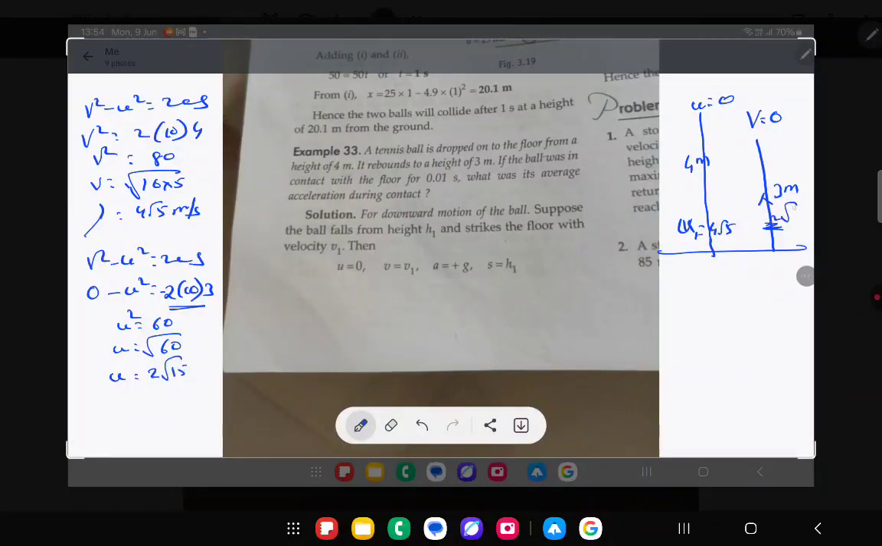So this is 2 root 15, and that is your velocity u2 with which it is rebounding, and acceleration is change in velocity, v minus u, by t. But here v is the final velocity with which it is rebounding, which is 2 root 15, minus the initial velocity, which is 4 root 5, by the time taken. The time for which it's in contact with the ground is 0.01 seconds, and this will fetch your answer. Okay, so that's the sum.